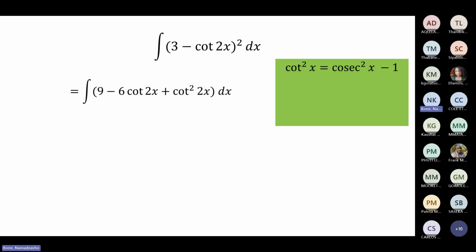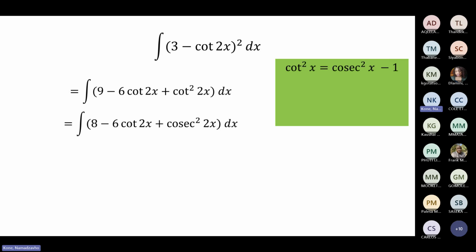The identity that I just brought up there says cot squared x is equal to cosec squared x minus 1. So then if you go and check in the list of integrals, you will find that there is an integral of cosec squared. Which means that before you start integrating, you replace cot squared 2x by its equivalent, and you get the integral of the following.